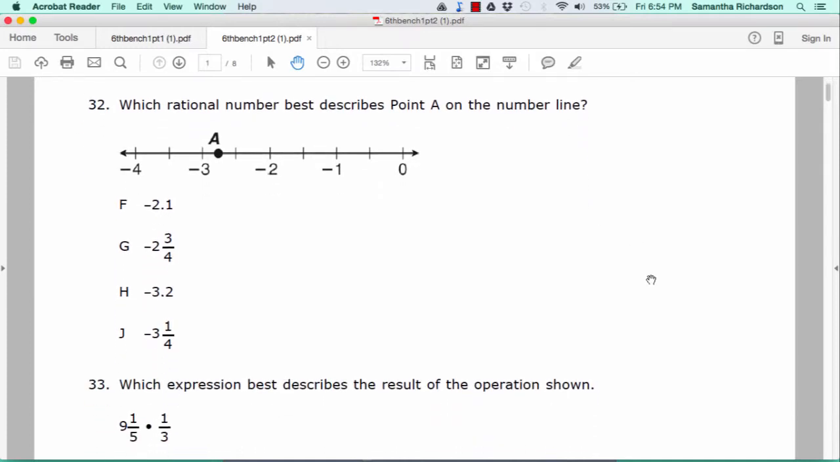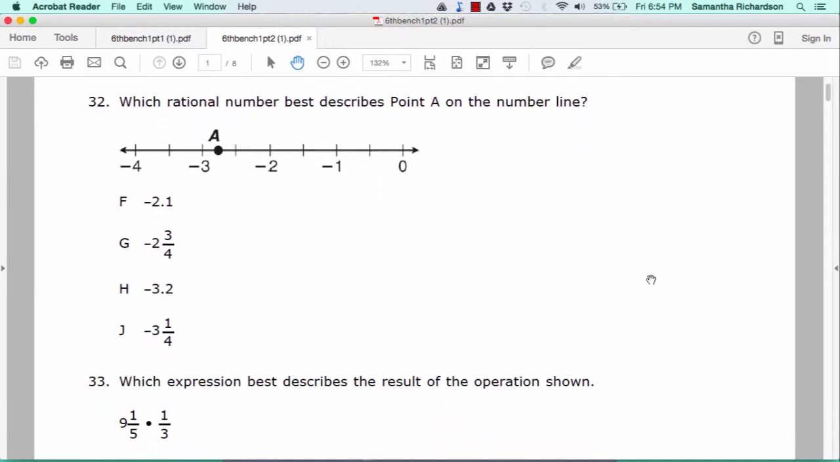Question 32. Which rational number best describes point A on the number line? F. Negative 2.1. G. Negative 2 and 3 over 4. H. Negative 3.2. J. Negative 3 and 1 over 4.